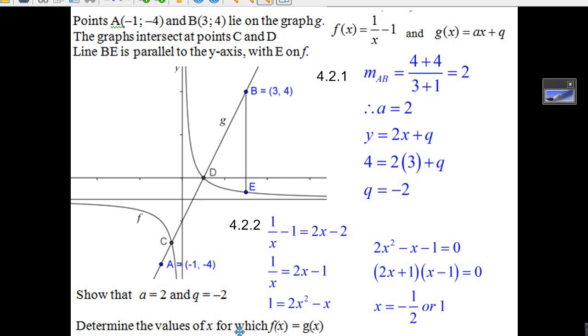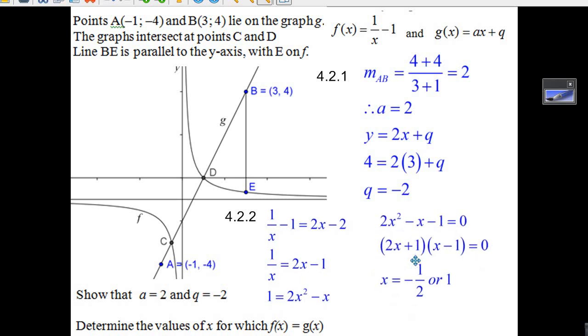The next question says, determine the values for which f equals g. So where does the line cross the hyperbola? Well, if you want to find out where two functions cross, you make them equal to each other. So that's what I did. 1 over x minus 1 equals 2x minus 2.